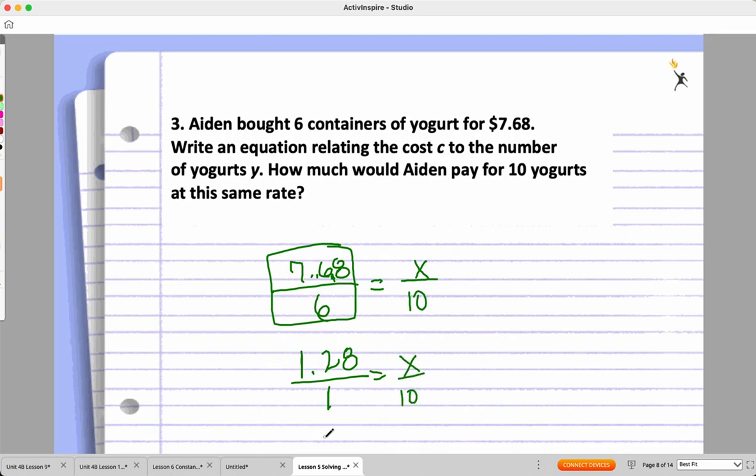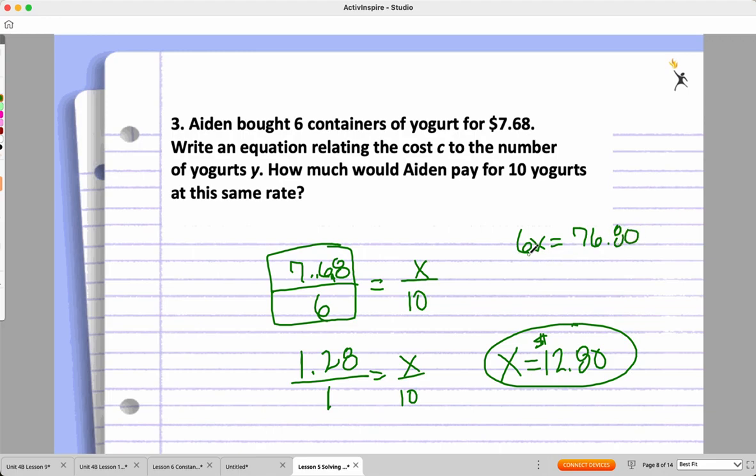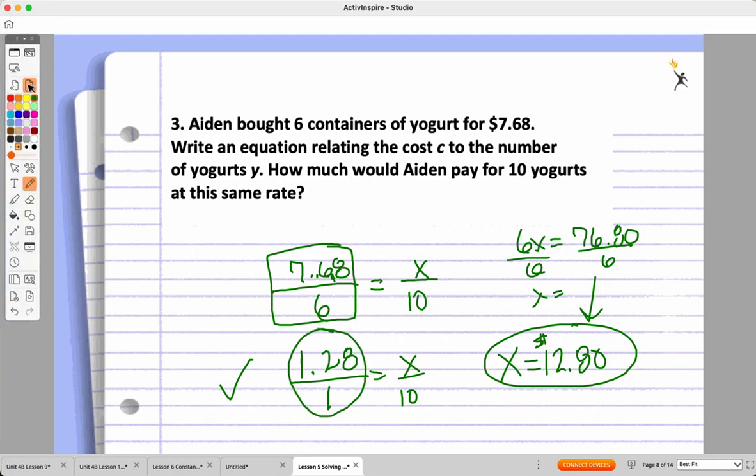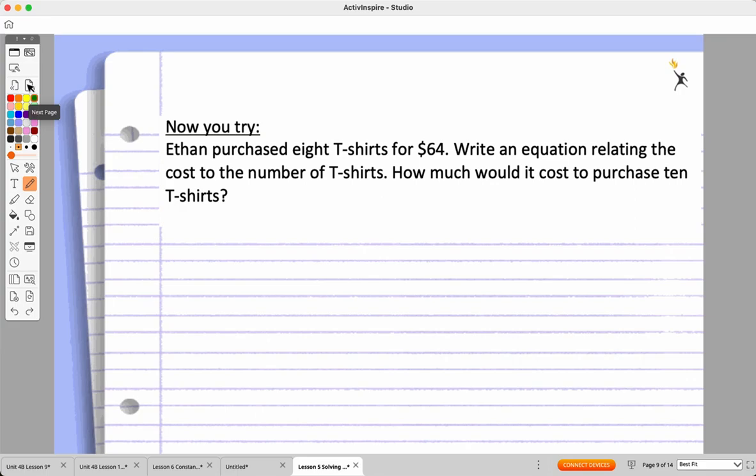This makes our math a lot easier because I already have it at unit rate. So all I'm going to have to do is go X times 1 is X. 10 times $1.28 is $12.80. Could I do it the other way and do 7.68 times 10 and do 6X is equal to $76.80 and then divide by 6? Yes, perfectly fine. Same answer. X equals the same $12.80. But at times, it's easier to simplify it to the unit rate first. Okay? Go ahead and try this one, this time simplifying your given ratio to a unit rate.